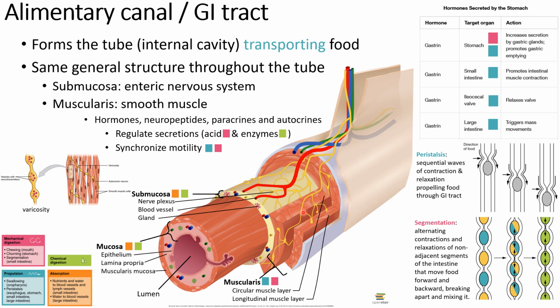So this brings us to the next layer, which is the muscularis, which is composed of smooth muscle.